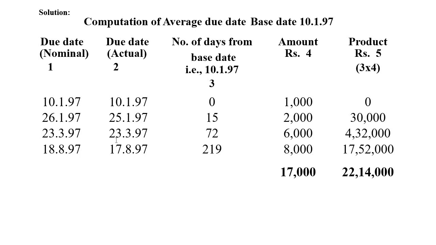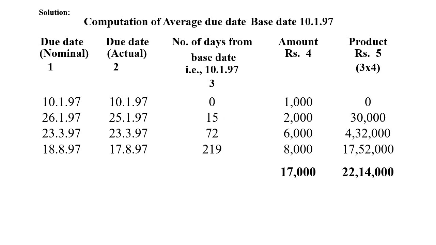Next due date is 23rd March. From 10th January to 23rd March, there are 72 days. In January, 31 days, and the count starts on the 10th, so that is 21 days. In February, 28 days, and in March, 23 days. These 3 months are added to give 72 days. The last due date is 17th August. From 10th January to 17th August, the total number of days is 219. So this has been carried out in the third column.